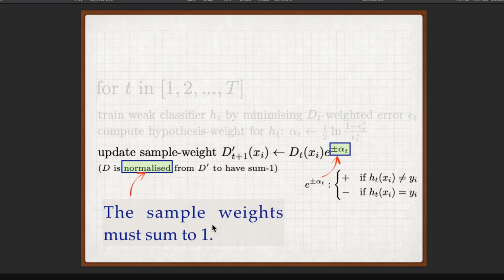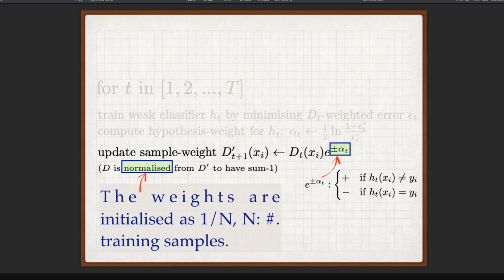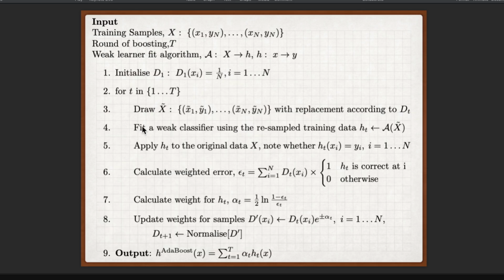After all, we need to normalize all weights so that they become a probability distribution on the training samples. Therefore, in the next round, we will be able to resample the samples. So, this is the mathematical explanation of the algorithm. Here is a pseudocode of AdaBoost. If you want to implement the algorithm, you can follow the steps here.